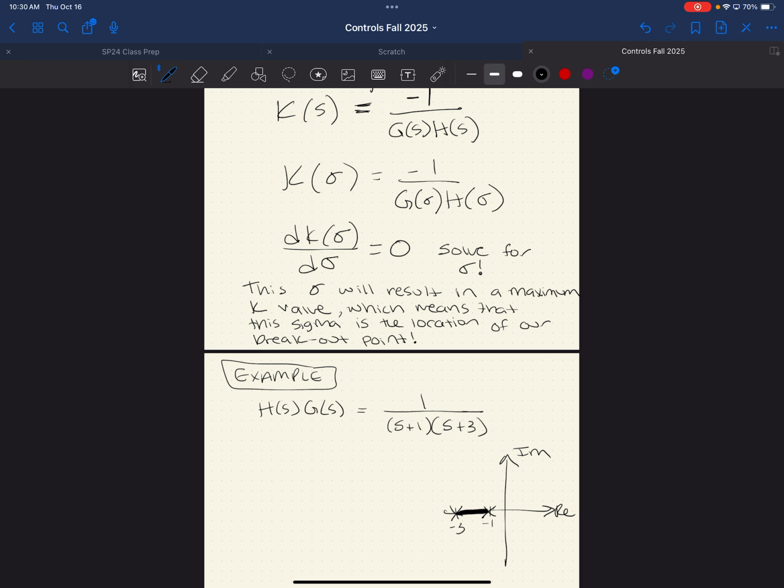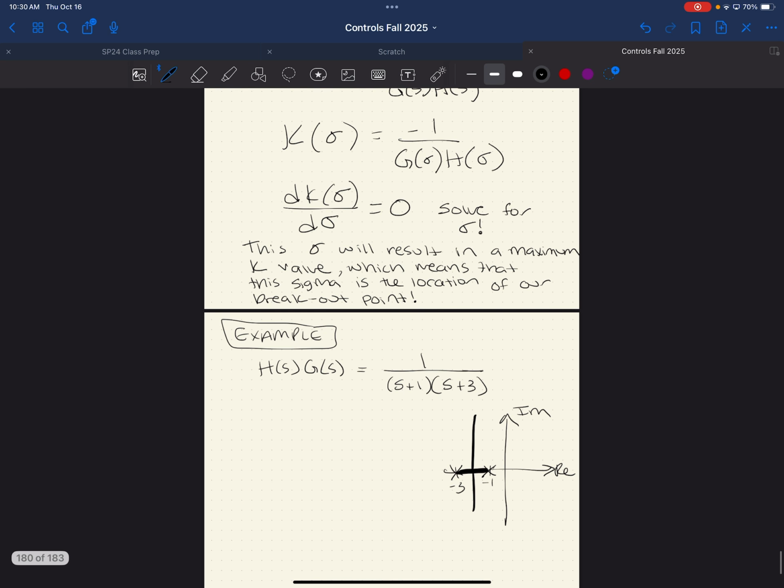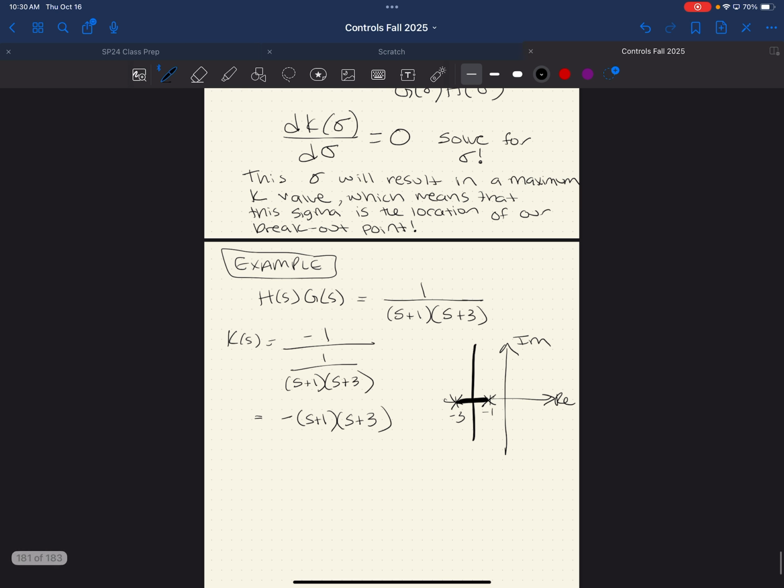Yeah, okay. So they must shoot off into infinity somewhere. I'm not going to worry about the angle. But let's try to find where that point is, that the breakout point happens. So we know that K of S is equal to minus 1 over G of S, H of S. So 1 over S plus 1, S plus 3. I can rearrange this into minus S plus 1, S plus 3. I can FOIL that out to make it easier to take a derivative.